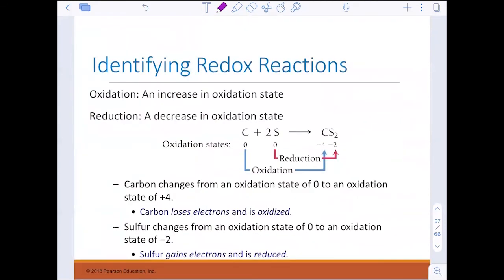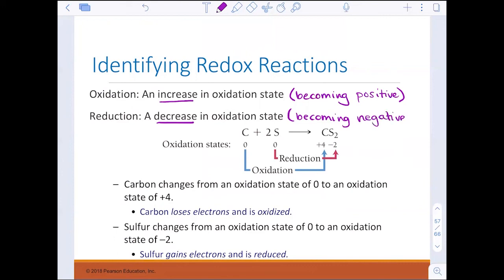Identifying redox reactions is tricky unless you use oxidation states. An oxidation state is like a bookkeeping method. Now, these aren't actual charges on the molecules themselves, technically. They're just bookkeeping to say, where are the electrons around this compound or around this atom? Now, an increase in an oxidation state is oxidation. This is becoming more positive. Losing electrons, right? Losing a negative charge would be becoming more positive. A reduction, on the other hand, is the decrease in oxidation state. This is becoming more negative.